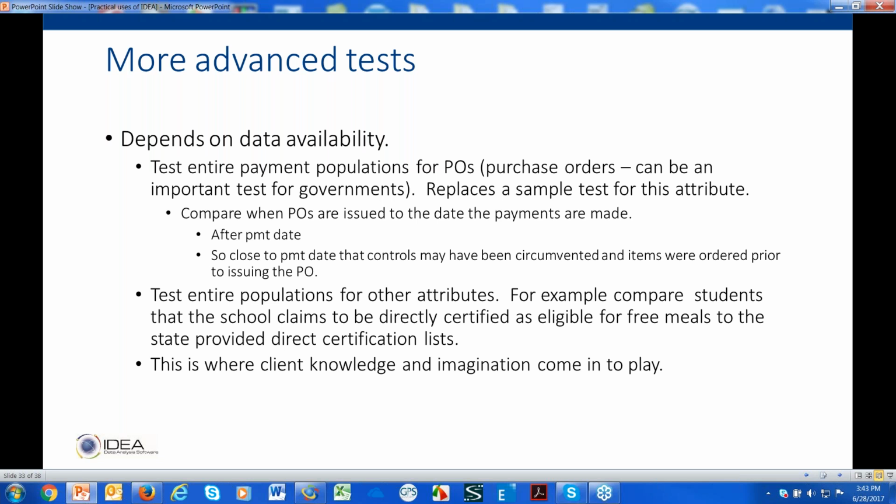So what we decided to do was, in the old days, you would take a sample, say 60, and if everything came out clean, all of them had an approved PO, you would draw the conclusion that, okay, they must be using POs where they're supposed to. With IDEA, you can test the entire population for the POs. I designed a test that would look at the payments and make sure that if they were supposed to have POs, they did.